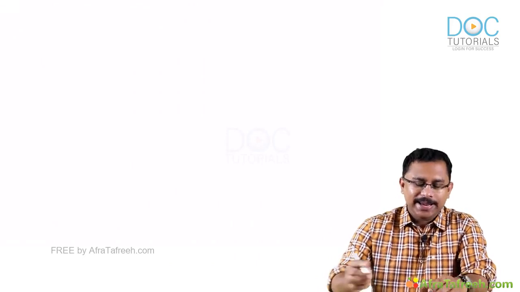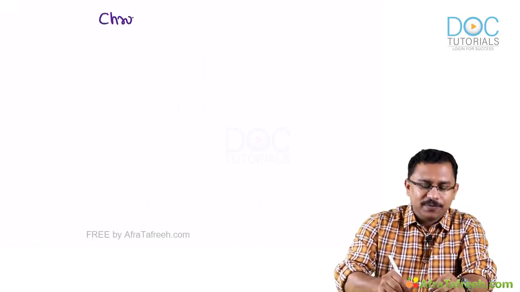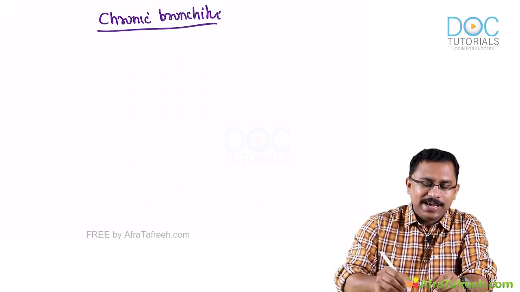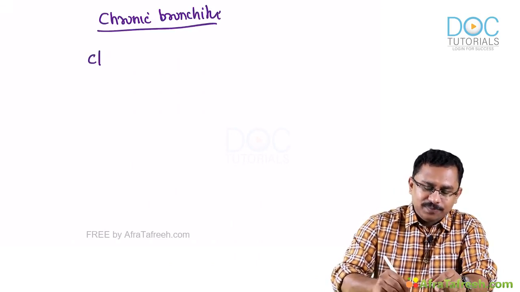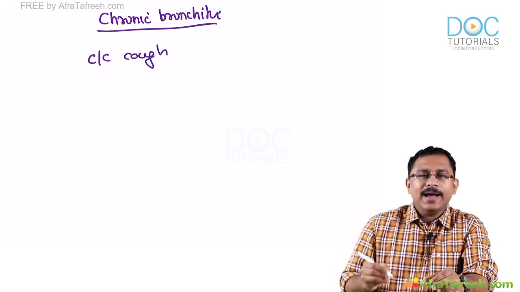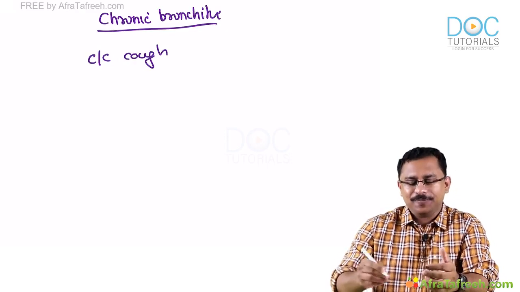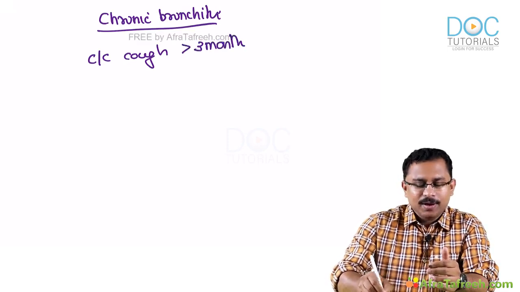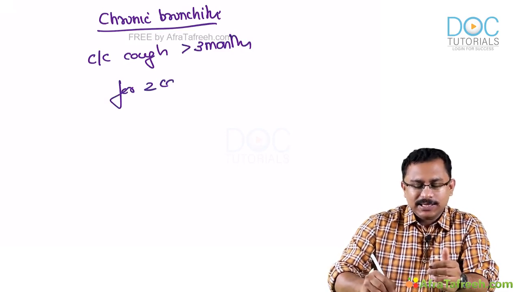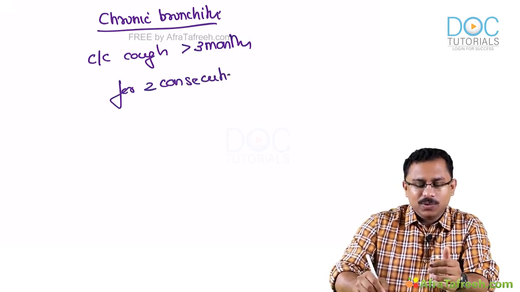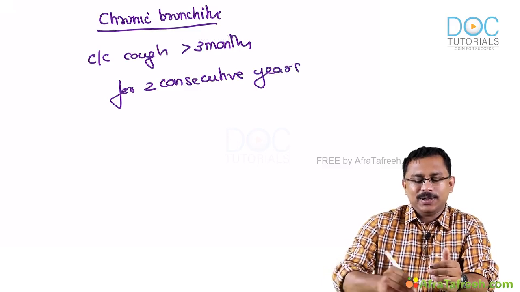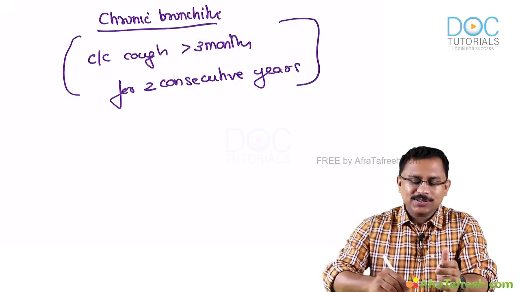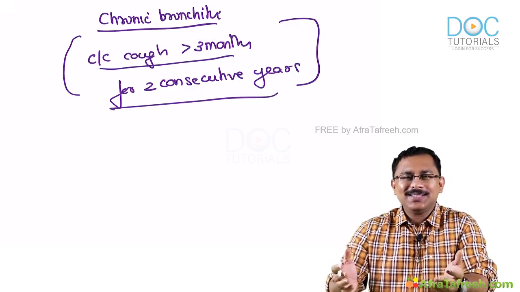But bronchitis per se, if you are asked what is the definition of chronic bronchitis, see, in chronic bronchitis, someone is having a chronic cough, and this particular productive cough is lasting for more than 3 months, for 2 consecutive years. That is when you diagnose chronic bronchitis, because there has to be an evidence of a chronic airway inflammation. So it is going to be a chronic cough for more than 3 months for 2 consecutive years.